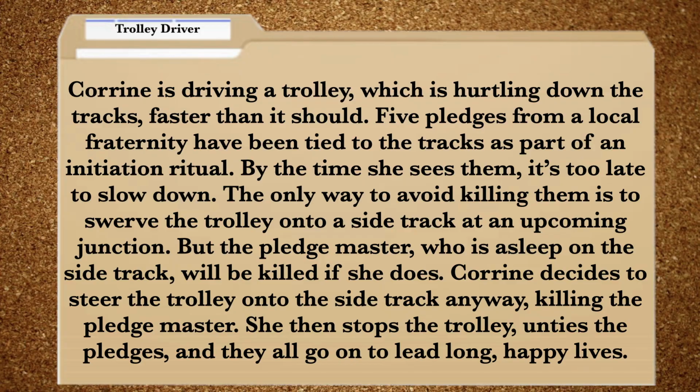So the case is the trolley driver. Corinne is driving a trolley which is hurtling down the tracks faster than it should. 5 pledges from a local fraternity have been tied to the tracks as part of an initiation ritual. By the time she sees them, it's too late to slow down. The only way to avoid killing them is to swerve the trolley onto a side track at an upcoming junction. But the pledge master, who's asleep on the side track, will be killed if she does. Corinne decides to steer the trolley onto the side track anyway, killing the pledge master. She stops the trolley, unties the pledges, and they all go on to lead long, happy lives.